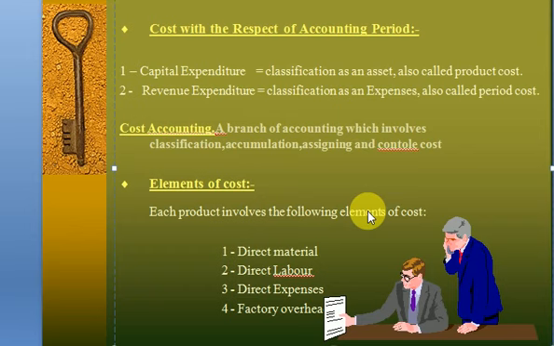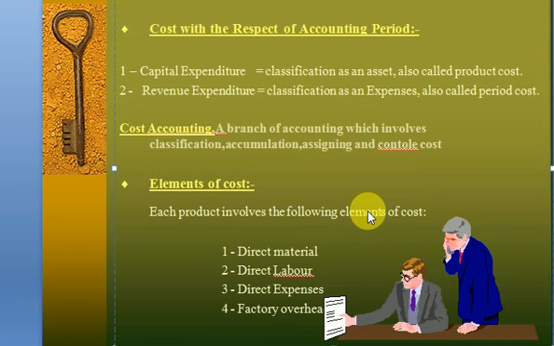Today our topic is elements of cost. Elements of cost consist of direct materials, direct labors, direct expenses, and fourth, factory overhead. Or we can say that there are three elements of cost: materials, labor, and expenses. These expenses are also written as overhead cost.